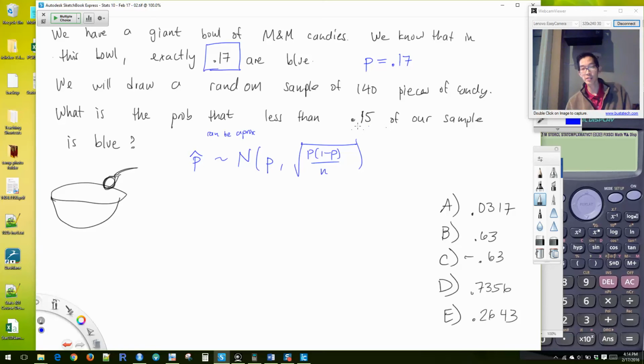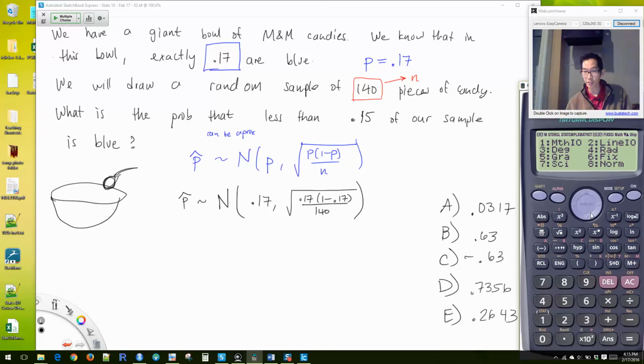0.15 is the sample that we're asking about, okay? We also have a random sample of 140 pieces of candy. This is going to be n here, okay? So our random sample is n. So our distribution of p hats comes from a normal distribution where the mean is 0.17 and our standard deviation is the square root of 0.17 times 1 minus 0.17 divided by 140, okay?